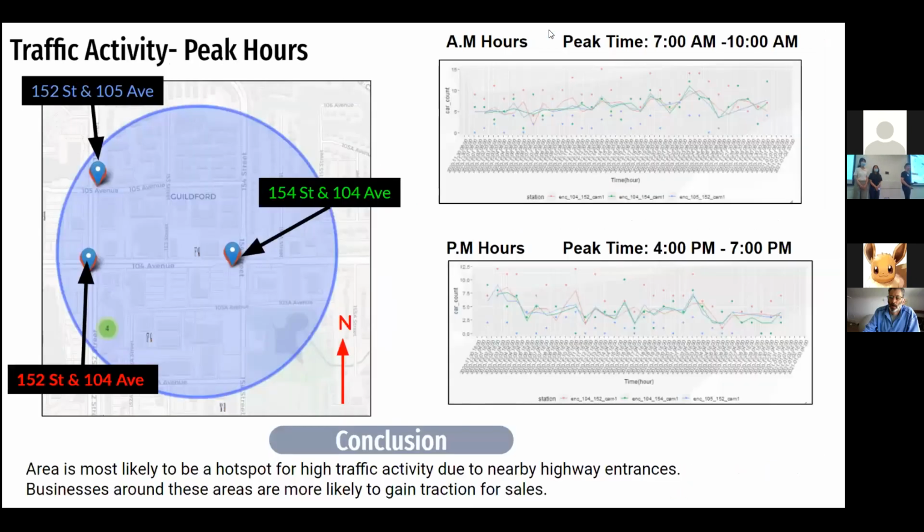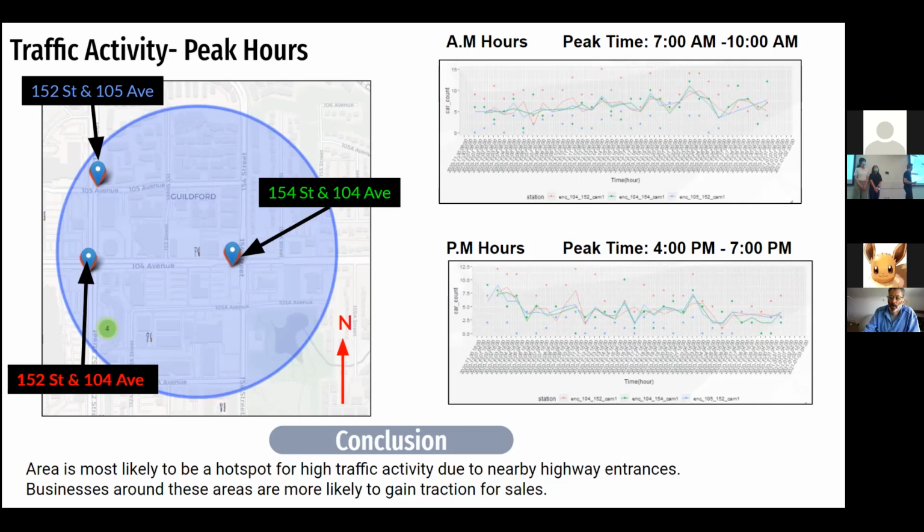Okay, so this slide is similar to the previous slide. However, we're just going to focus on the individual cameras in each intersection. As you can see, there are more counts in the intersection at 152 and 104, and fewer at 152 and 105, which is labeled in blue.